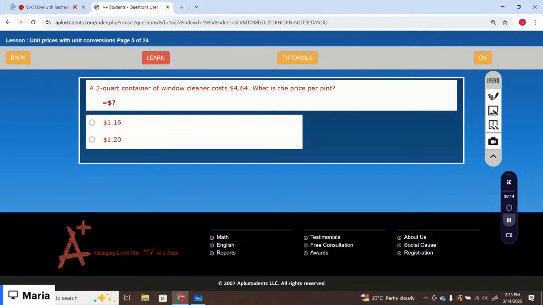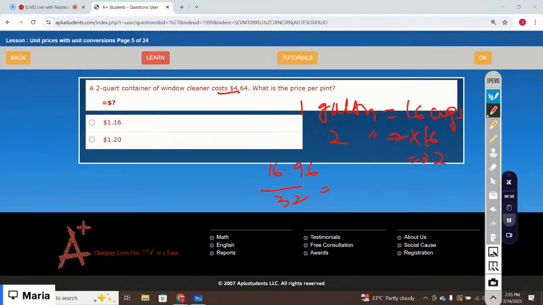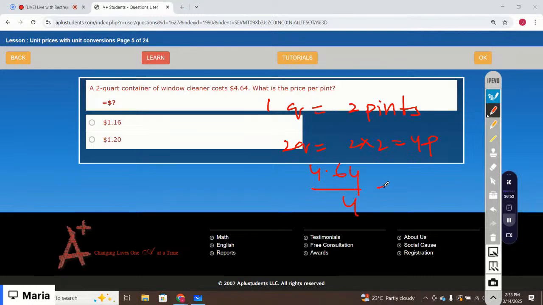A 2-quart container of window cleaner costs $4.64. What is the price per pint? You have to convert from quarts to pints first. 1 quart equals how many pints? One quart equals 2 pints. So 2 quarts equals 2 times 2, that is 4 pints. So you have to divide 4.64 by 4. Which is the correct option?